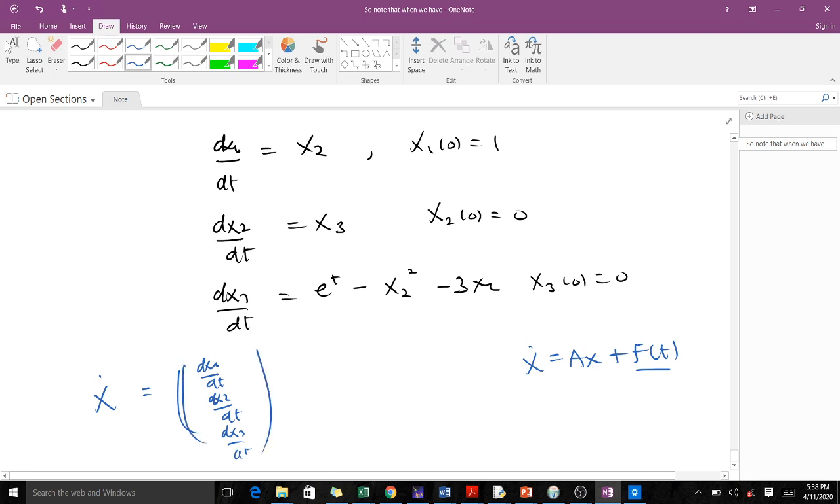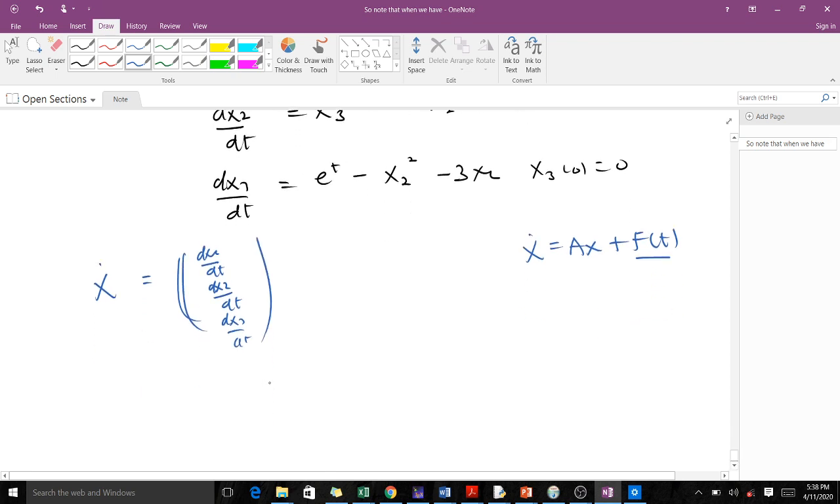So that's what our x dot stands for. Then we are going to get x dot will be equal to, we have x1 here, x2 here, and x3 here. Then we have our x1, x2, x3 here, and plus our non-homogeneous term.